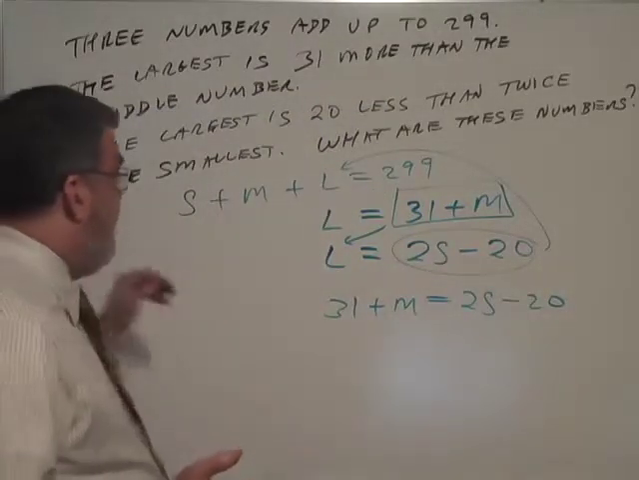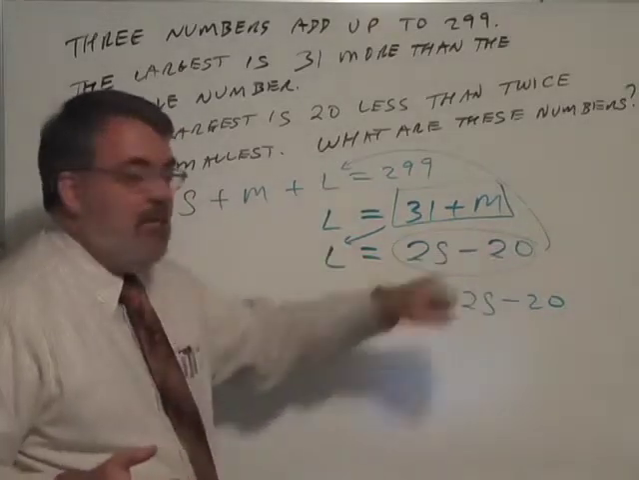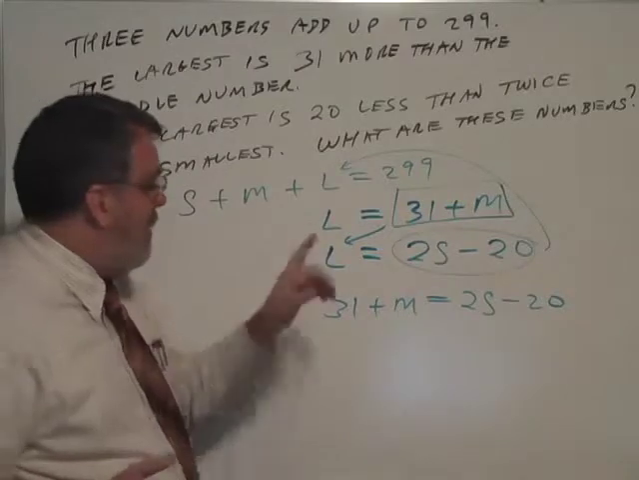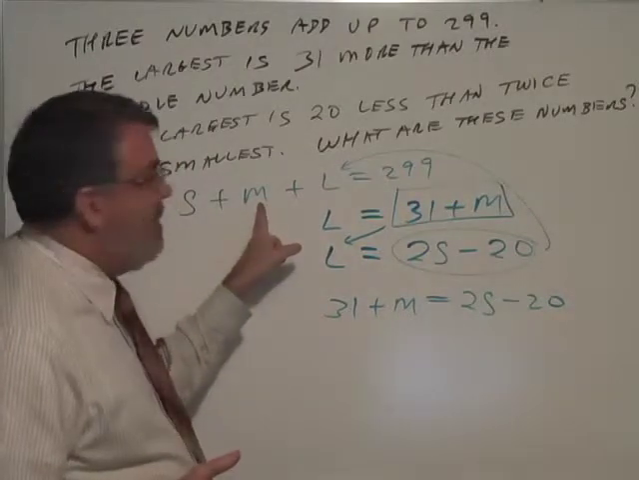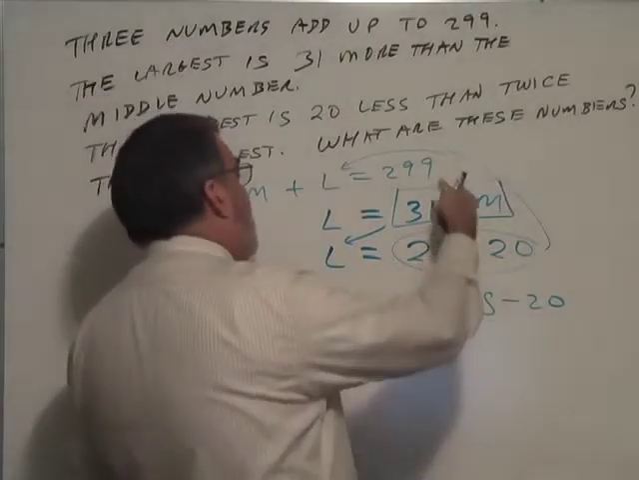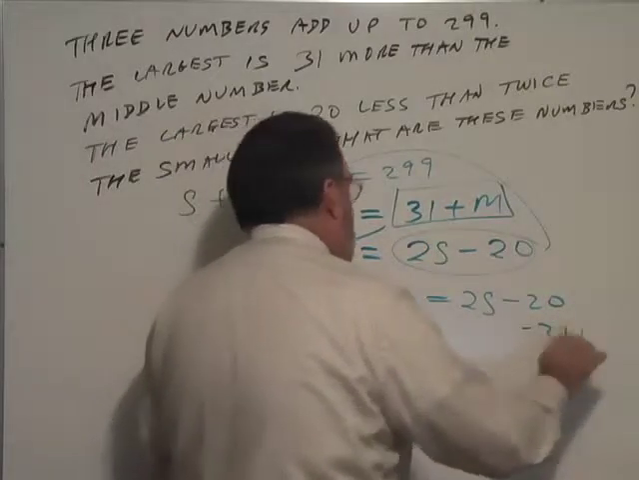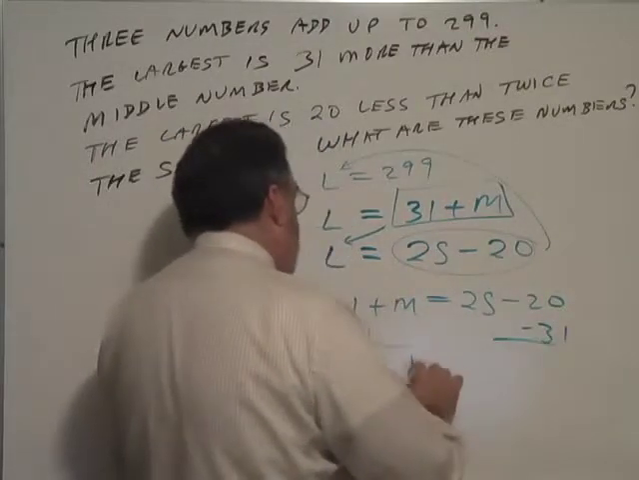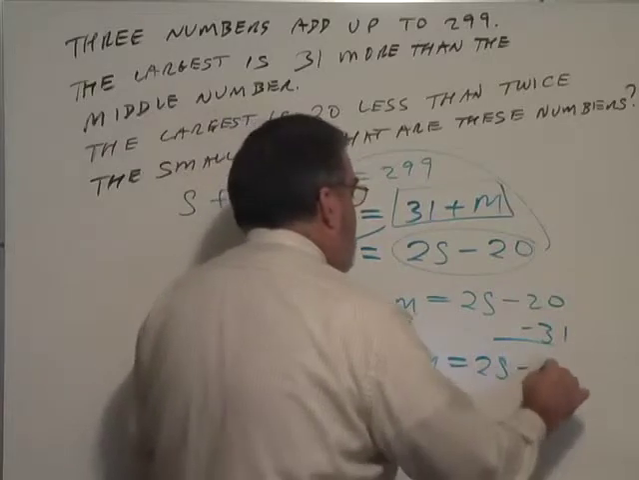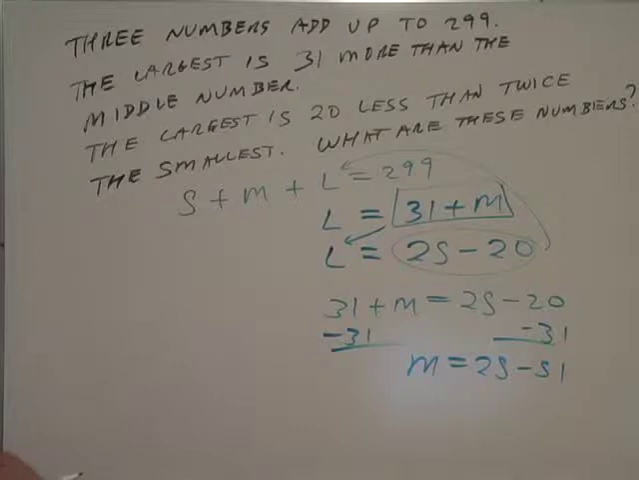Now, where am I headed with this? I substitute for L, and I have s's. I want to get nothing but s's here. And so I'm going to now solve for M, and I want s's. So that's why I substitute here. Now I'm going to subtract 31. And we have M equals 2s minus 51. All right, so I've got a way to substitute up into here, and I'm going to go up top with it. To make room, I'm just going to erase the problem.